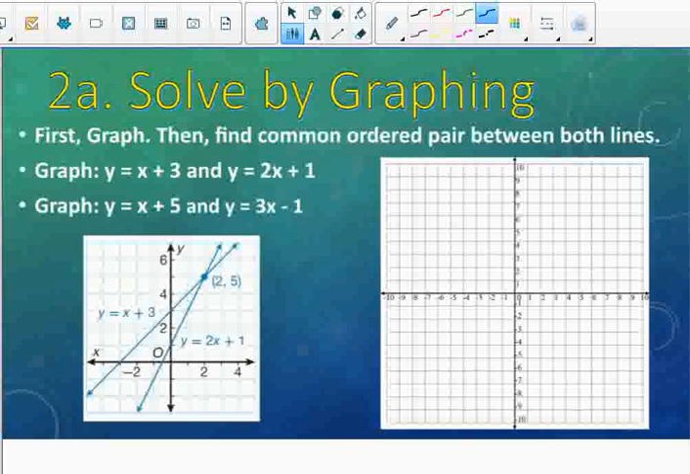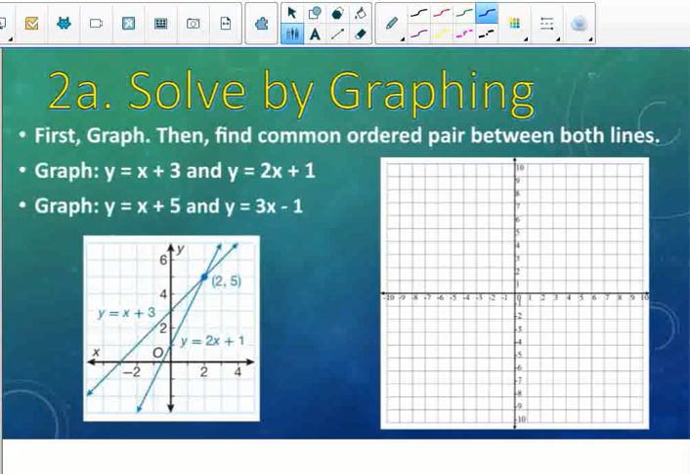Now let's look at it with graphing. So first we're going to graph it, and then we're going to decide if there's a common ordered pair between the two lines. And we will know if there's a common point because the points of the two lines cross, and that would be our solution.